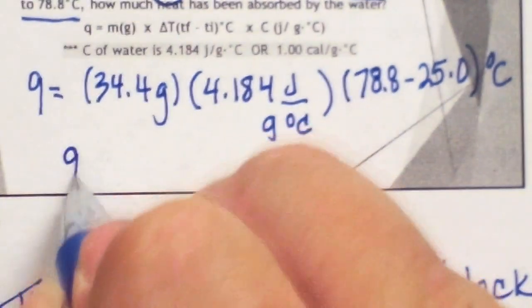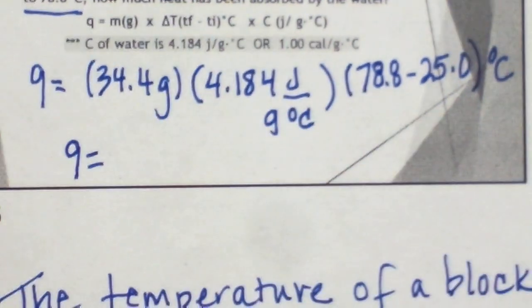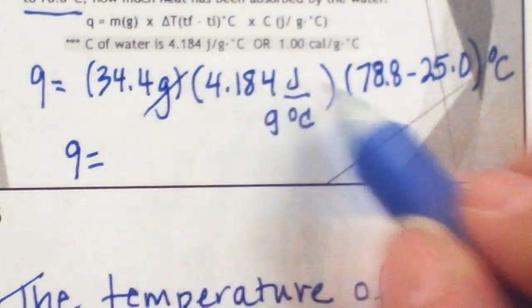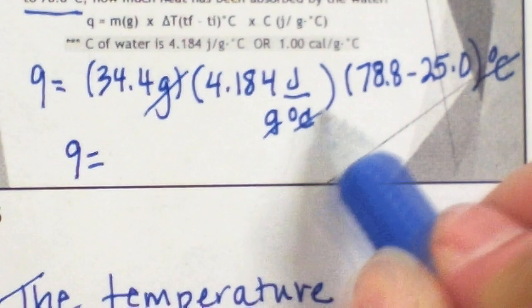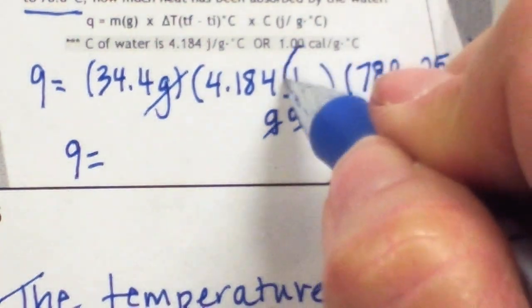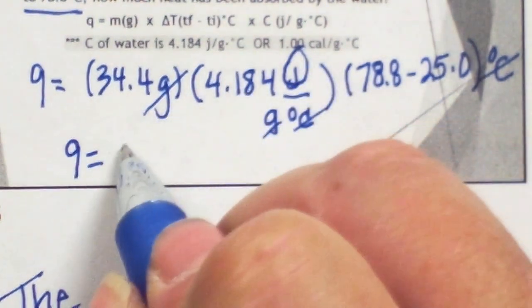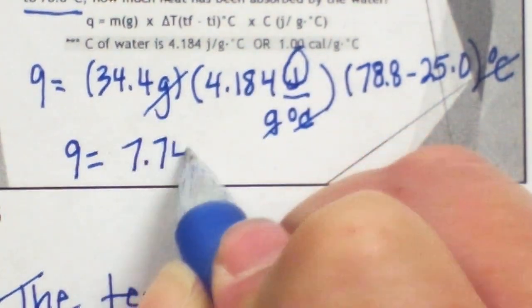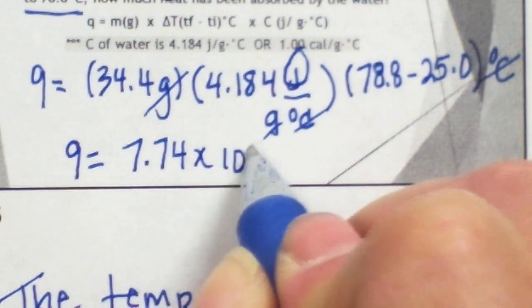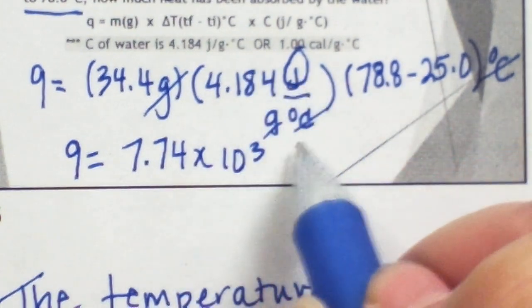Next, I'm going to run my math. All I have to do is multiply across. Oh, before I do that, I want to do my units. I can cross out my grams, I can cross out my degrees Celsius, and I'm left with joules, which is great because joules is a unit of energy. So now I run my math, which is great because it's nice and easy, straight across multiplication. And I get 3 digits, 7.74 times 10 to the third, and my unit that's remaining is joules.